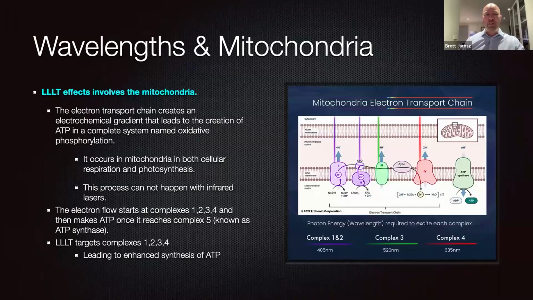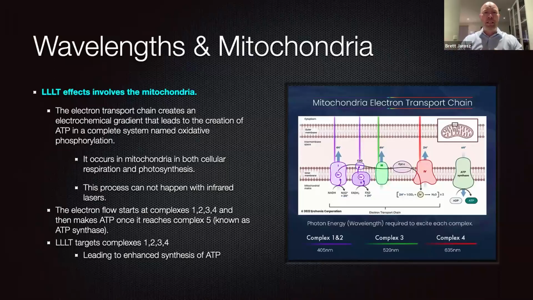The electron flow starts at complexes 1 to 2 to 3 to 4, and then makes ATP once it reaches complex 5, known as ATP synthase. Low-level laser therapy targets complexes 1, 2, 3, and 4. If you look at the picture, complexes 1 and 2 are affected by violet light. Complex 3 is green. And the majority of the research since the 1960s has all been done on red visible light, and that affects complex 4.